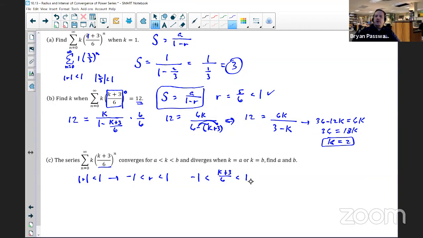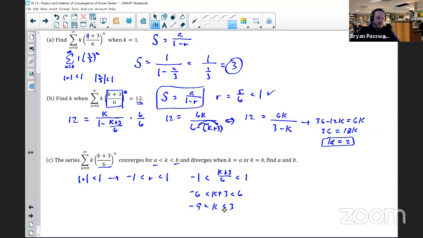And now we're just solving this compound inequality. Multiply everything by 6, and we get -6 is less than k + 3 is less than 6. Subtract 3 from everything, and we get -9 is less than k is less than 3. And there we go. There's our a and b values.